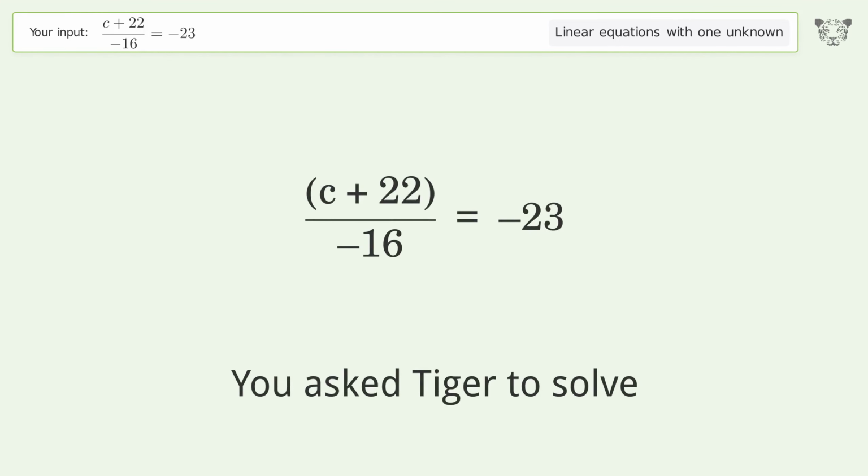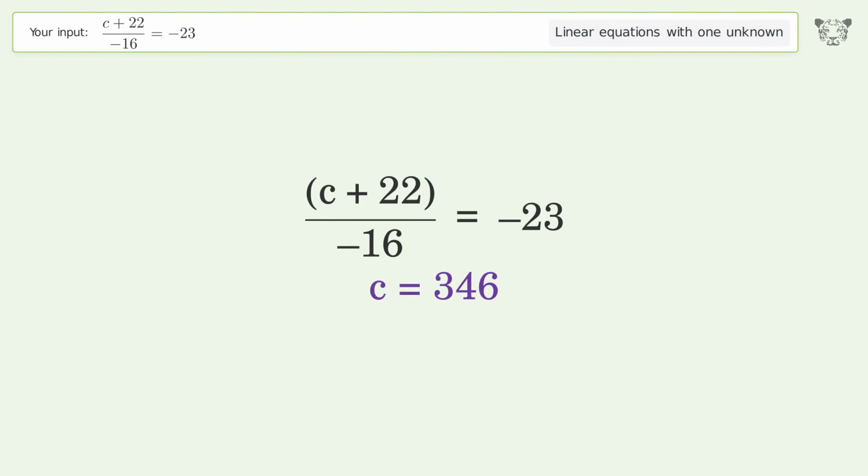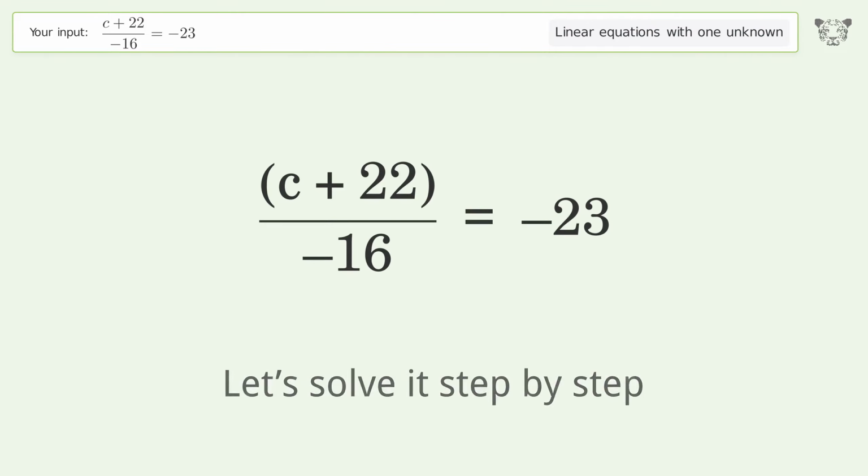You ask Tiger to solve. This deals with linear equations with one unknown. The final result is c equals 346. Let's solve it step by step.